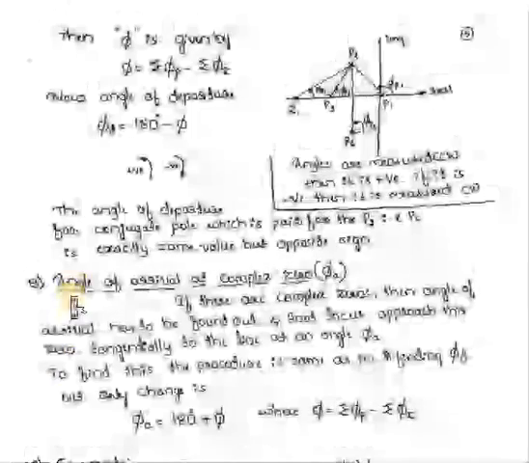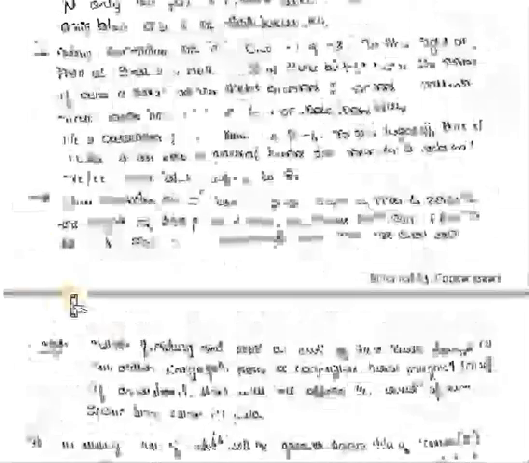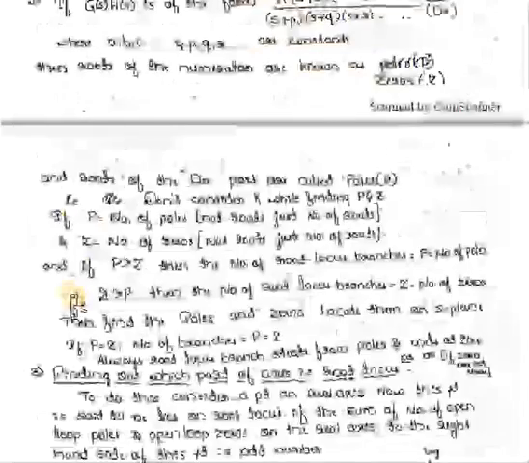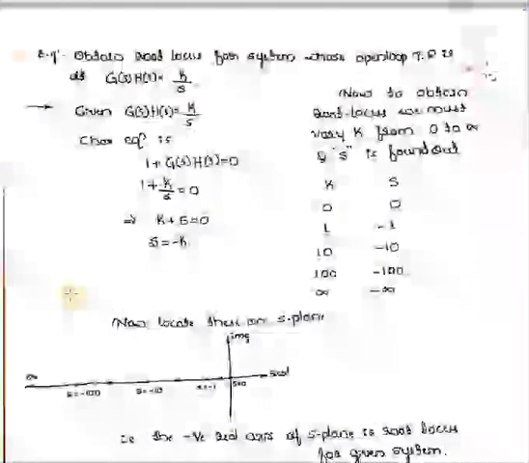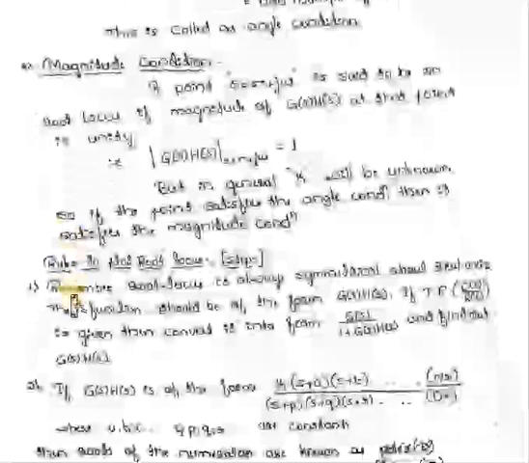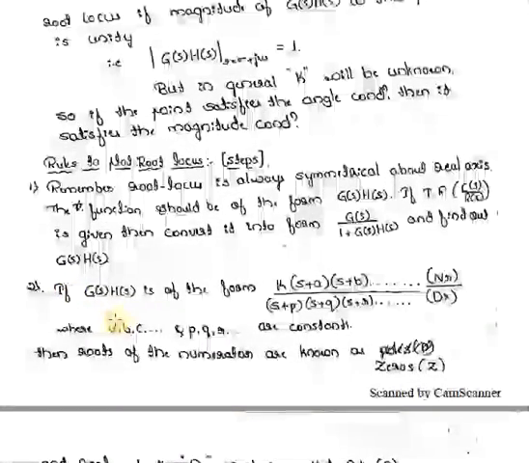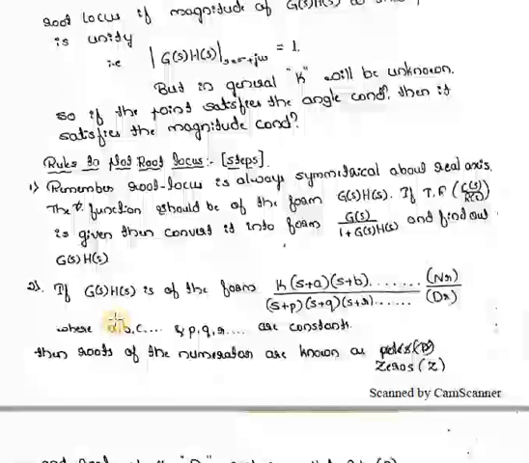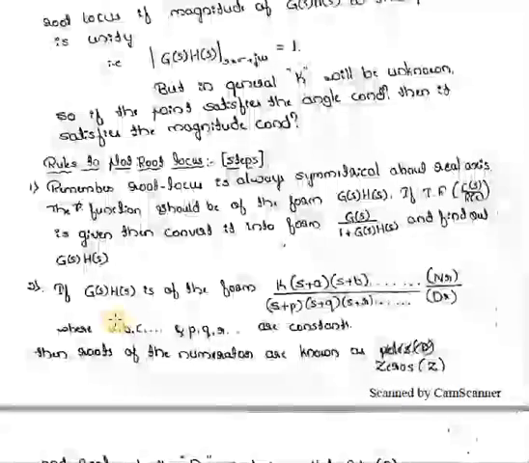Okay. So here there are 10 steps you need to remember. The very first one is, first you need to check whether the given equation is in the standard format or not. If it is not, then you need to convert that into a standard format. After that, you need to find out the number of poles and number of zeros. Zeros are nothing but the terms which are in the numerator. Poles are nothing but the terms which are in the denominator.